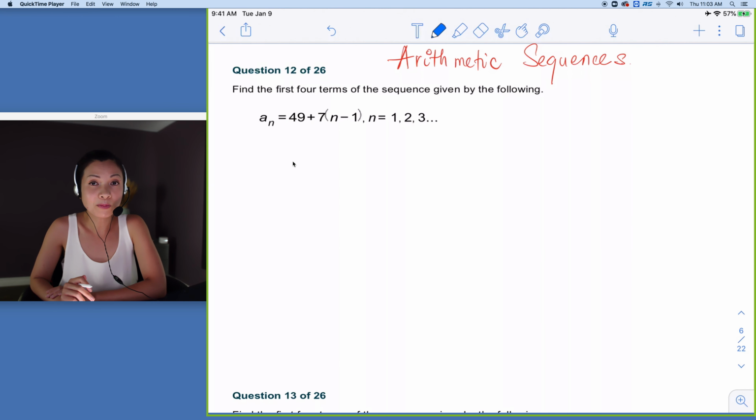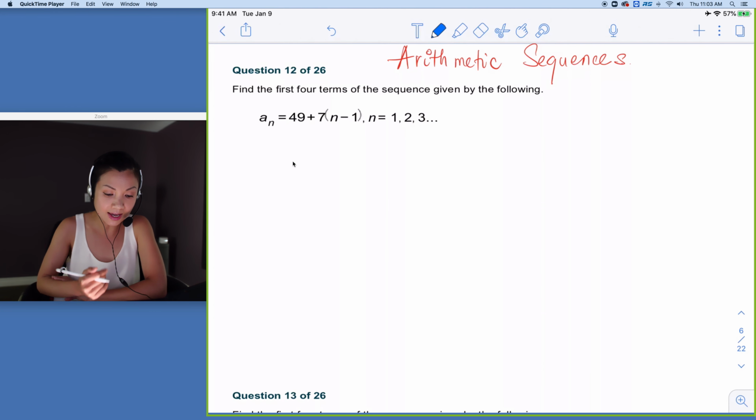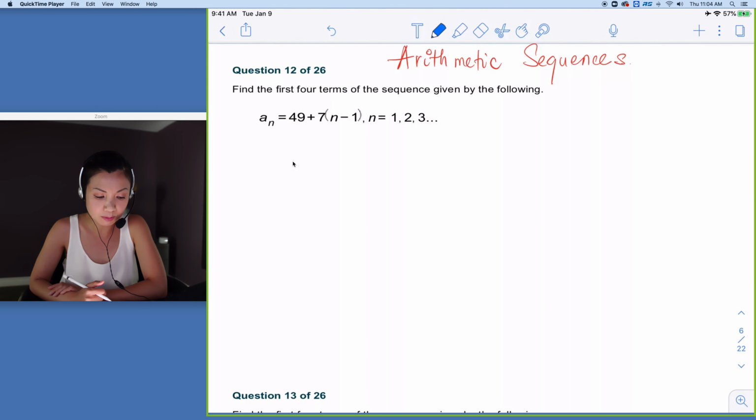For the last topic of this class, I want to talk about sequences and series. So first, let's talk about arithmetic sequences. A sequence is just a set of numbers. It's more like a function, but the domain is just the integers. So what you have right here is a_n equals 49 plus 7(n minus 1), and then they want you to find the first four terms.